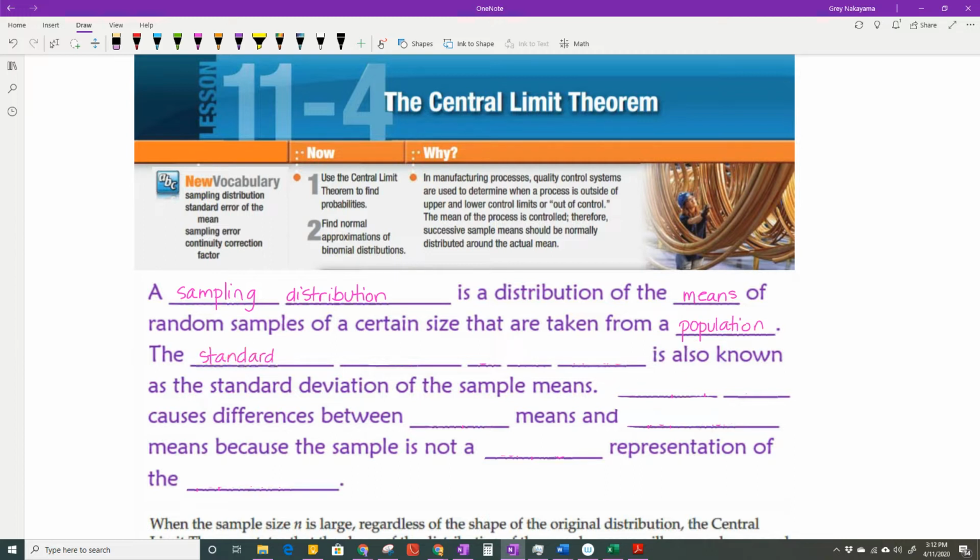Now, the standard error of the means is also known as the standard deviation of the sample means. There is something called a sampling error, and that causes differences between the sample means and the population means, because the sample is not a complete representation of the population. So what you're going to find out is we have a normal way of doing it when we are just given our information, but if we are told that we are taking a particular sample, then it changes our formula a little bit.